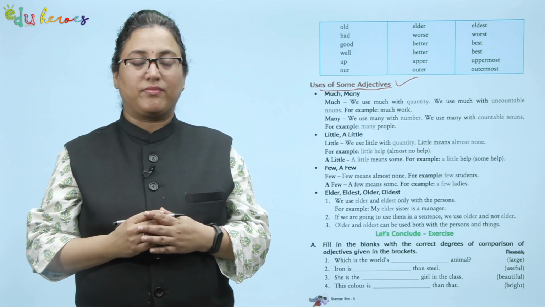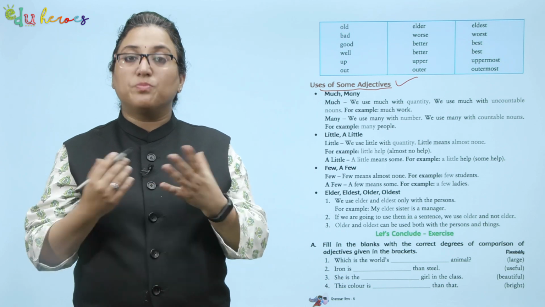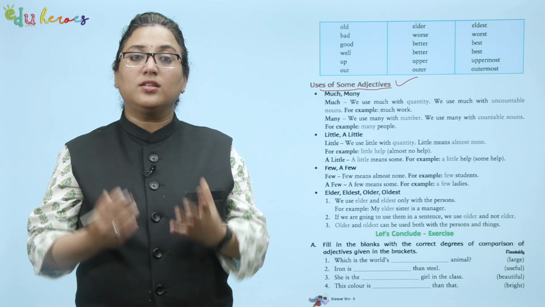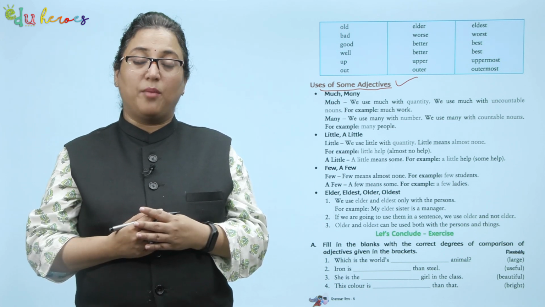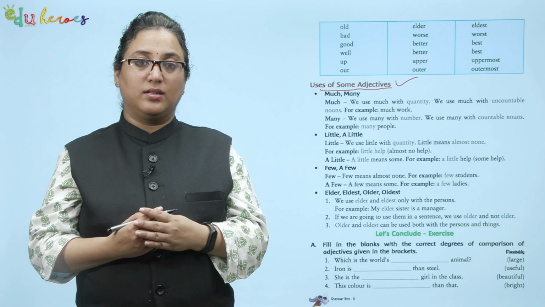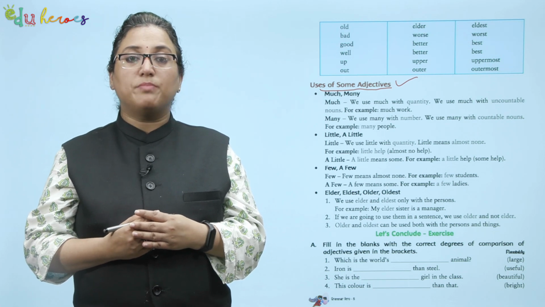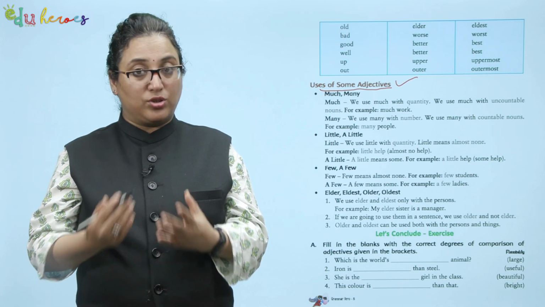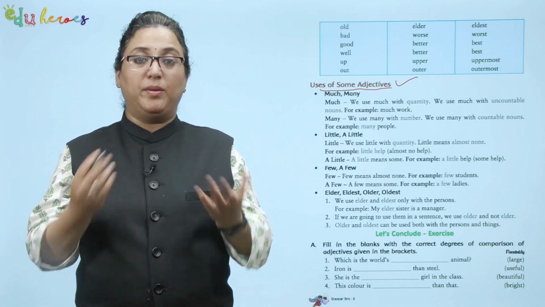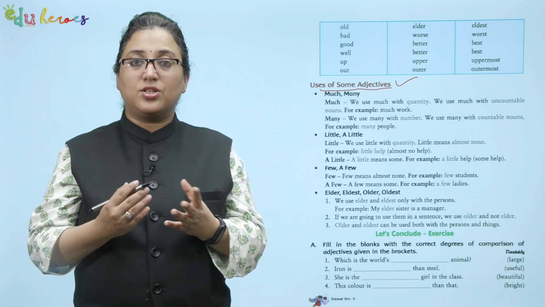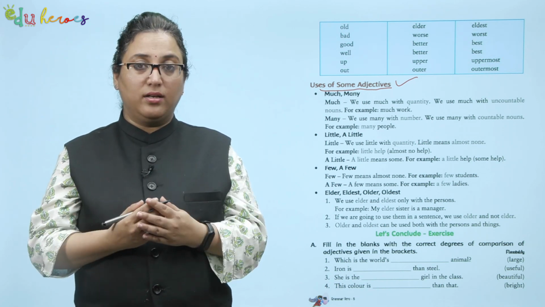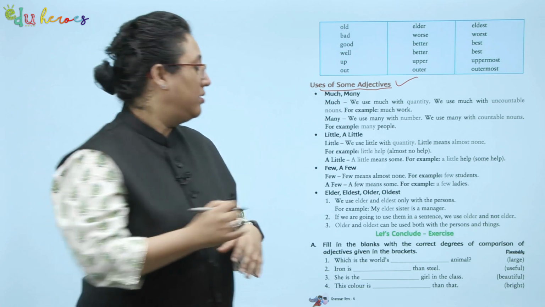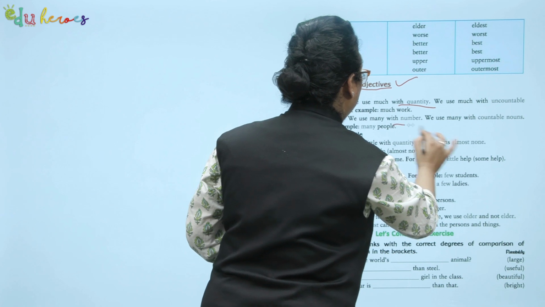Much, many. We use much with quantity. We use much with uncountable nouns. For example, much work. And many, we use many with number. We use many with countable nouns. For example, many people. बच्चों, much हम use करते हैं बड़ी quantity के लिए जो specific नहीं है, but many we can use with number. So this is quantity and this is number.